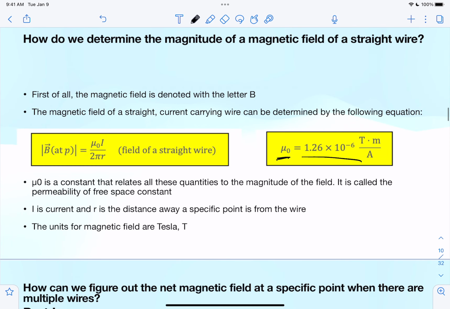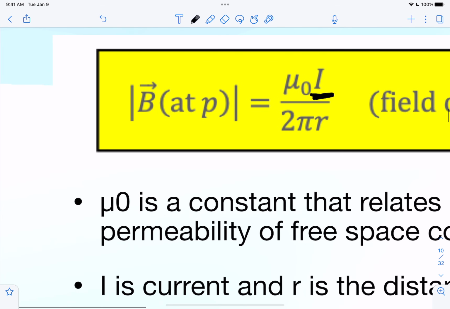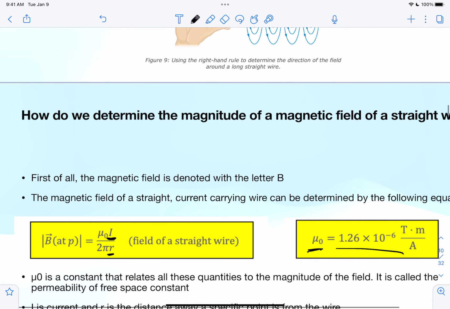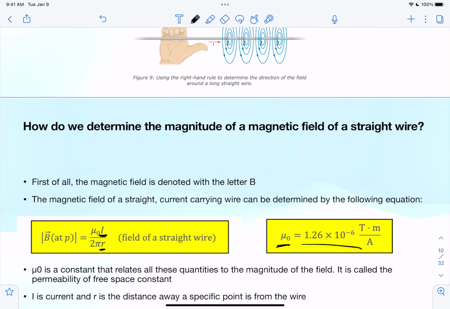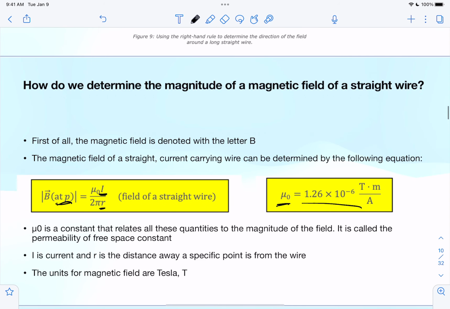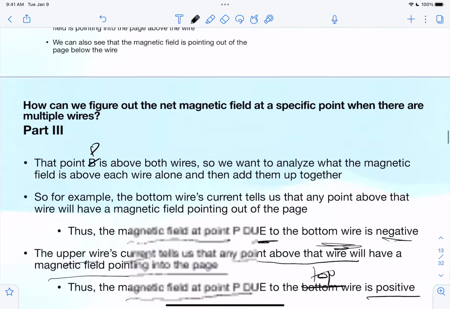Where's that? Here we go. You use the current of the wire that's generating that magnetic field, and then the radius, or the distance we are from that wire, at a specific point. And that specific point is that second wire that we're interested in, right?